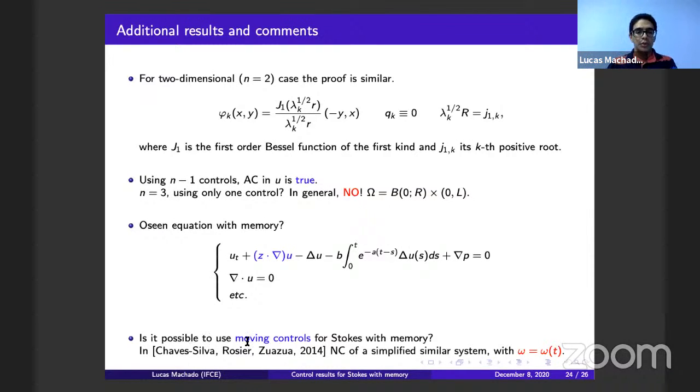Another question is: is it possible to use moving controls for Stokes with memory? This is because Chaves, Jose, and Zuazua proved null controllability for a similar system, but for Stokes equations with memory, it's open too.